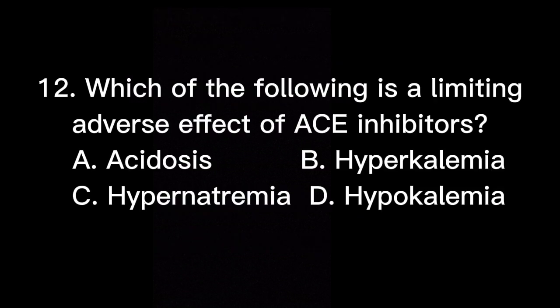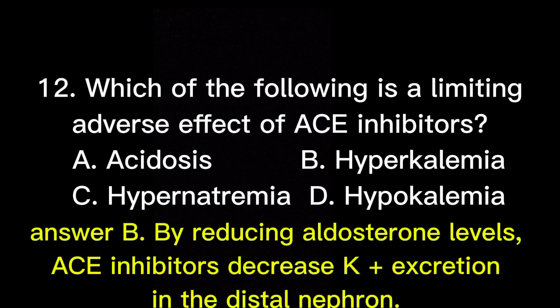Question number 12. Which of the following is a limiting adverse effect of ACE inhibitors? A. Acidosis. B. Hyperkalemia. C. Hypernatremia. D. Hypokalemia. Answer B. By reducing aldosterone levels, ACE inhibitors decrease K+ excretion in the distal nephron.